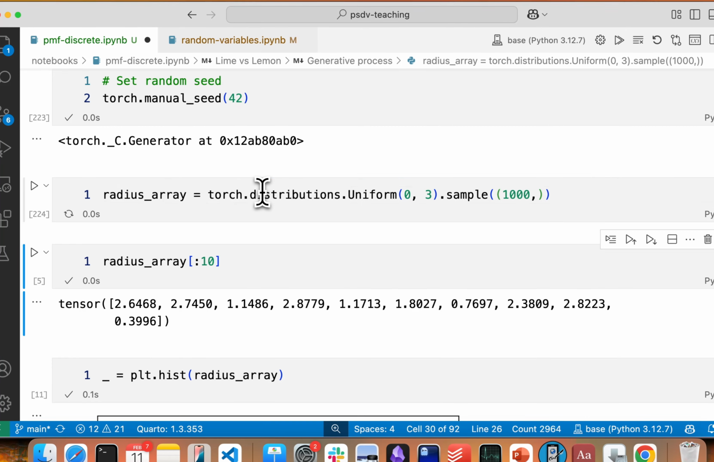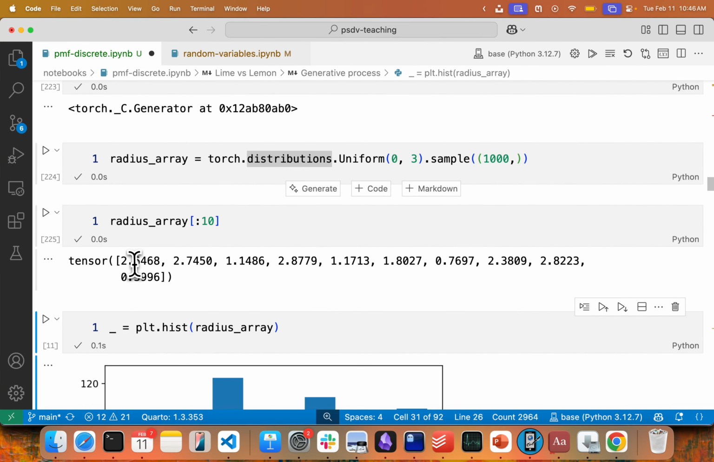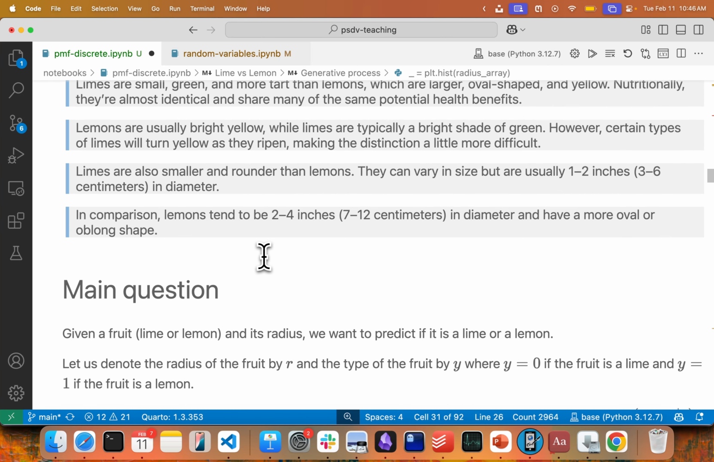So if I look at the radius of my different fruits, I get something like 2.6, 2.7, etc., till 0.399. The reason I'm modeling it in this specific way is because I knew that the limes are generally 1 to 2 inches in diameter, so 0.5 to 1 inches in radius, and the lemons are generally 2 to 4 inches in diameter. If you get a fruit of 1.5 inches, are you sure it's a lemon?